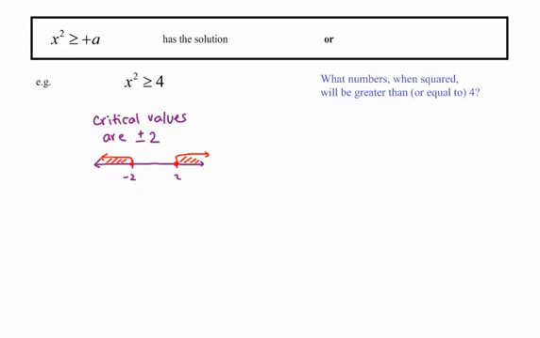So our solution here is between negative infinity and negative 2, or, the union, between 2 and infinity. If we compare that, when is x squared greater than or equal to positive a? If we write this as an inequality, it's when x is less than or equal to negative root a, or when x is greater than or equal to positive root a. There's a plus or minus because those are our critical values: plus or minus root a.